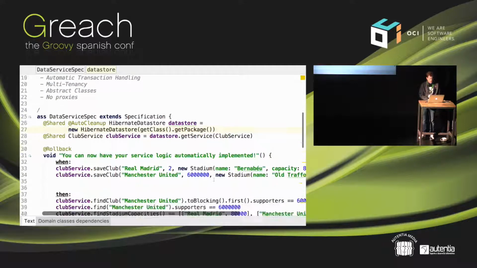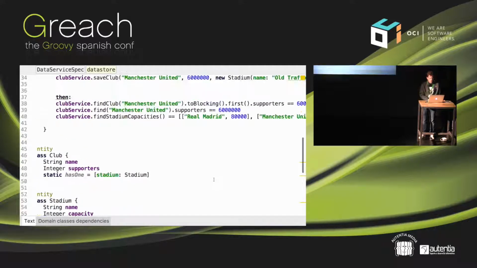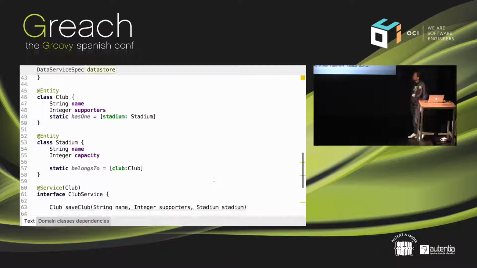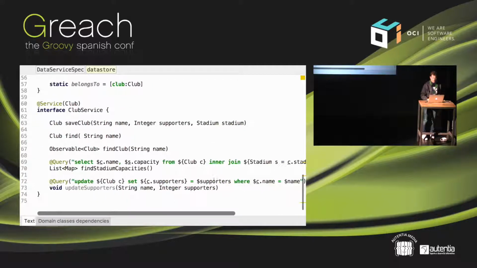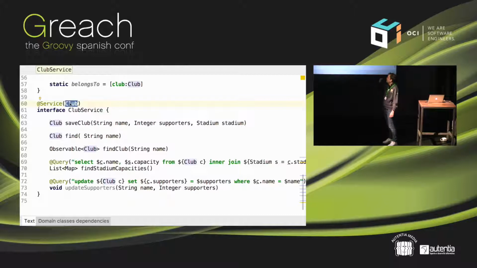And down here I've got a few domain classes. So I've got a club. In this case, we're talking about football or soccer for the Americans in our audience. We've got a club that has a name and number of supporters. A club has one stadium, which has a name and a capacity. And you can see down here that I've got a club service that targets the club domain class. And you can see that within the body of this interface, it's an interface, I've got a number of different methods.